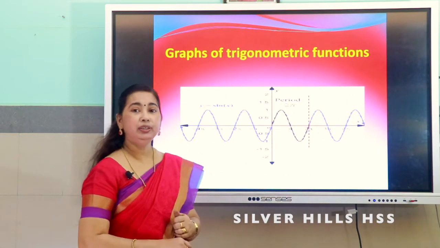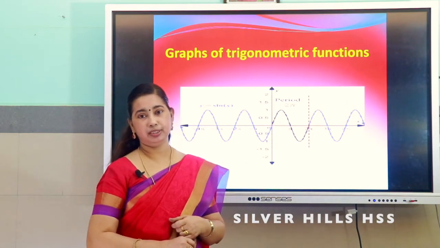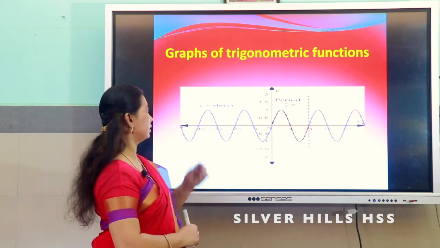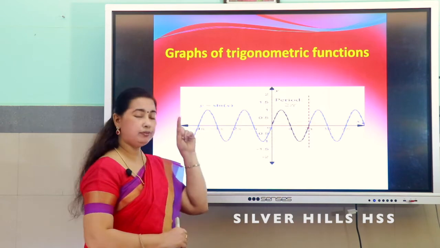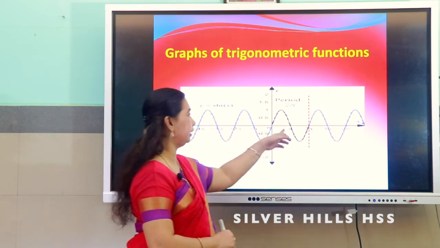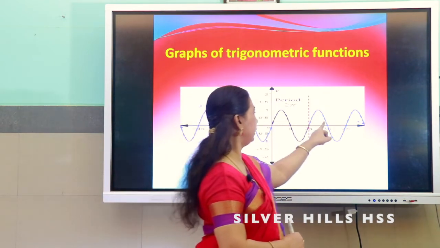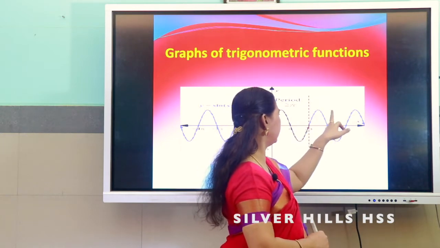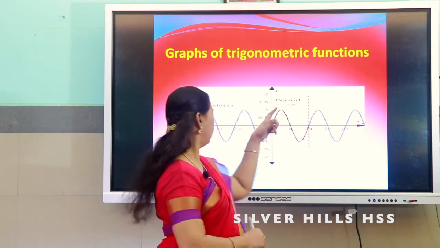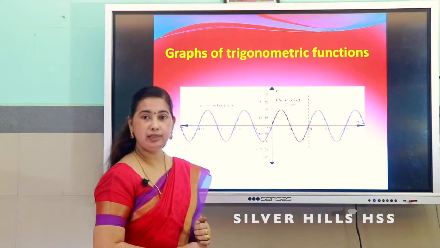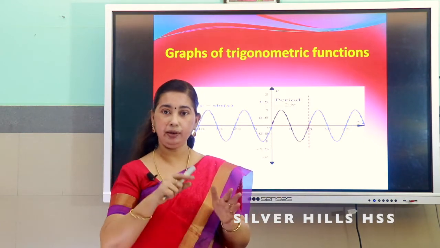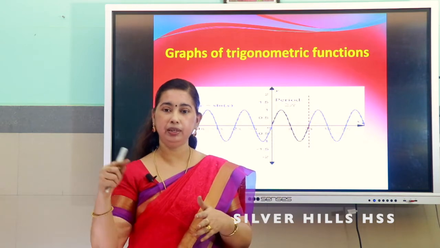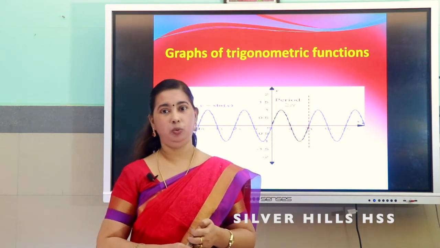Now we are moving on to the graphs of trigonometric functions. So first graph is sin x graph. So we can see the sin x graph, and I have told you earlier sin pi is 0, sin 2 pi, sin 3 pi, sin 4 pi, sin 5 pi, negative side also. So we can see that whenever sine is having n pi values, sin n pi is equal to 0.